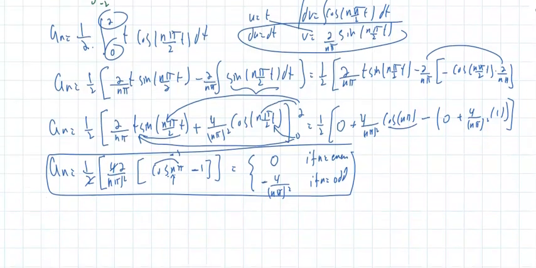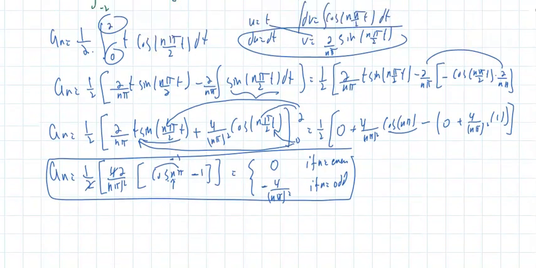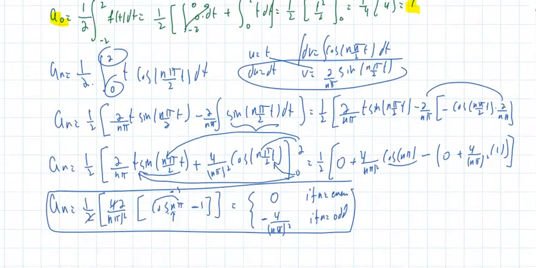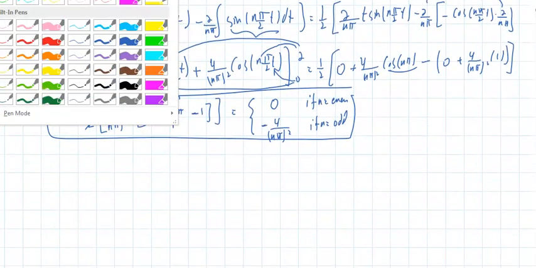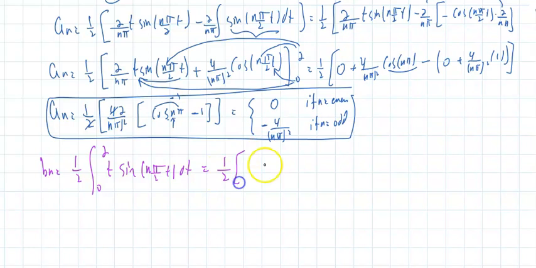And how about b sub n? What color did we use for b sub n? I forgot. B sub n is the purple. Let's go with the purple. B sub n is going to be, again, the same idea, 1 over 2, the integral from 0 to 2 of t times the sine of n pi over 2 t dt. That's going to equal 1/2 times, and let's see how this works.